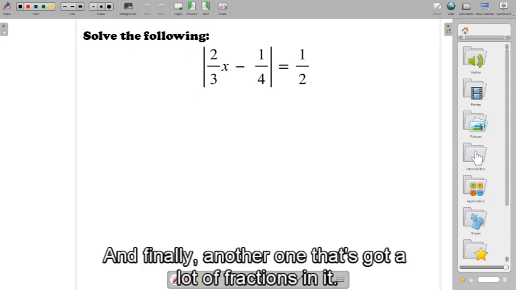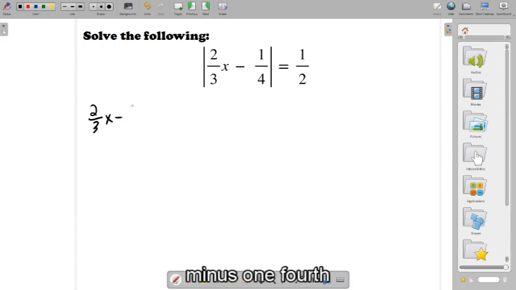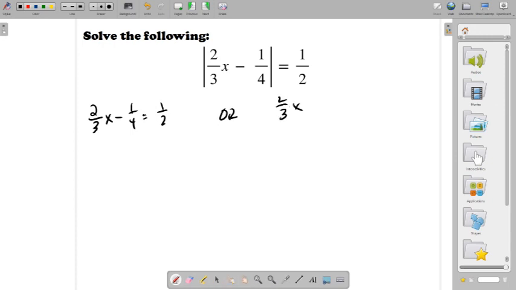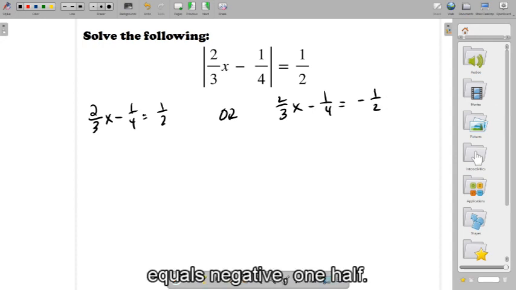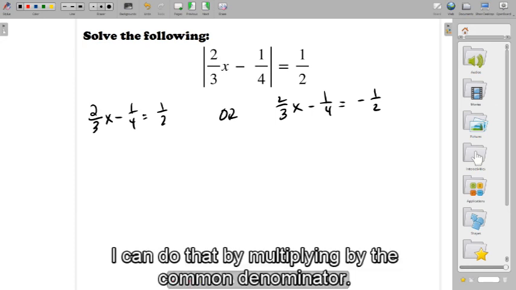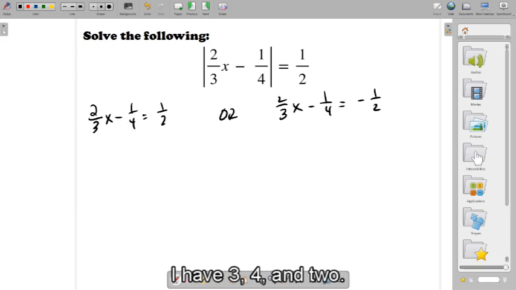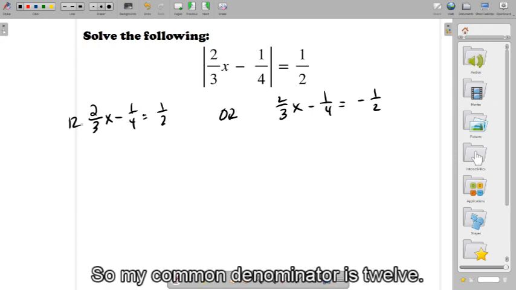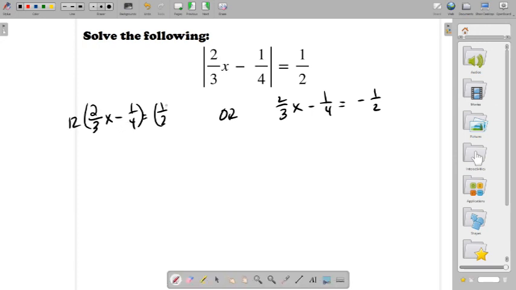And finally, another one that's got a lot of fractions in it. 2/3 x minus 1/4 equals 1/2, or 2/3 x minus 1/4 equals negative 1/2. In this case, I want to get rid of all of my fractions first. I can do that by multiplying by the common denominator. I have 3, 4, and 2, so my common denominator is 12. So I'm going to multiply both sides by 12.